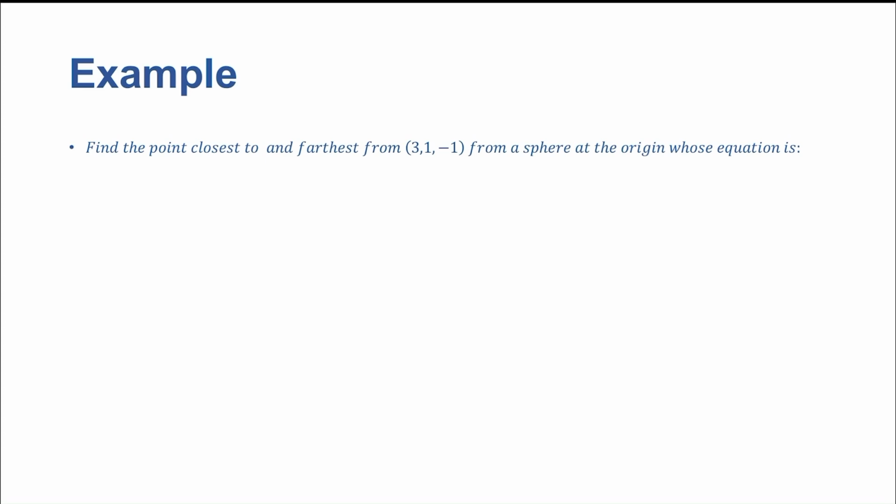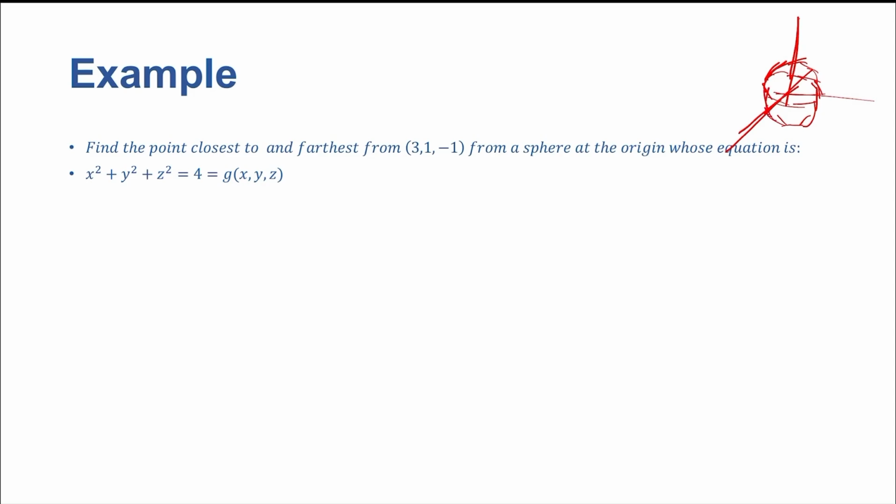So I would like us to find the point closest to and farthest from the point (x, y, z) equals (3, 1, -1) on a sphere at the origin whose equation is x squared plus y squared plus z squared equals 4. So this is a sphere. If I have my xyz axes, it will look like an elliptical base there, and then we go up our northern hemisphere and then our southern hemisphere.